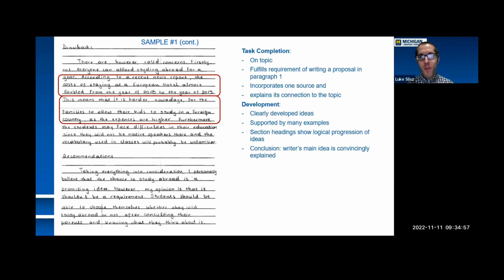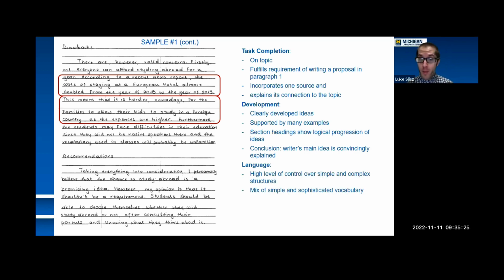And then finally, in the conclusion, the writer's main idea is convincingly explained. Now, they acknowledge that this is a complex topic. There are many positives and many drawbacks that may make studying abroad a good or a bad thing, depending on the person. And they could effectively communicate that by saying that they acknowledge that it's a good thing, but that it should not be required because it may not be a perfect fit for everybody. So they develop their argument very well.